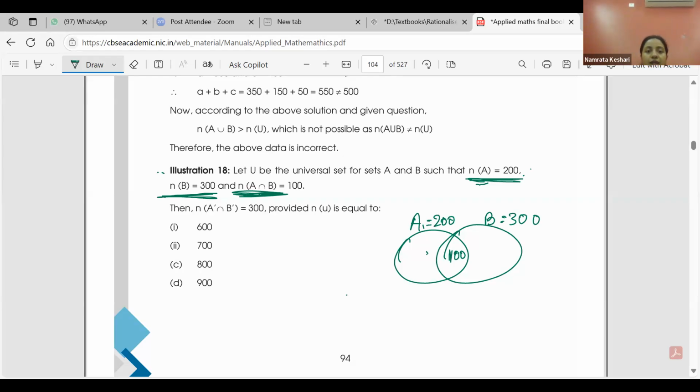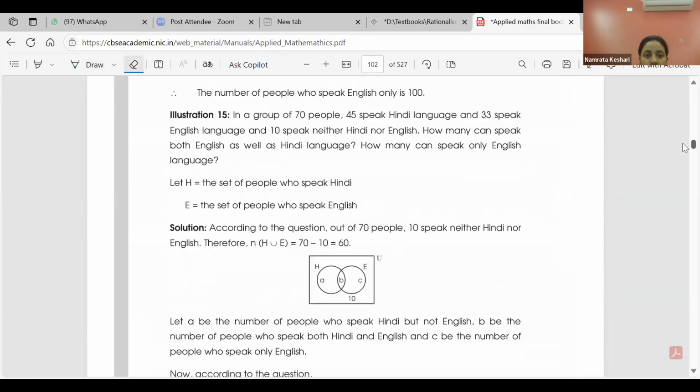Okay, and what do we have to find? We have to find the number of elements in A complement intersection B complement. Complement, you understand. Okay, what is complement? Here we have to find how many elements will be there in the universal set. So let's do it.